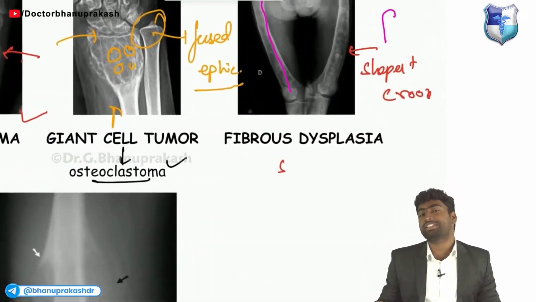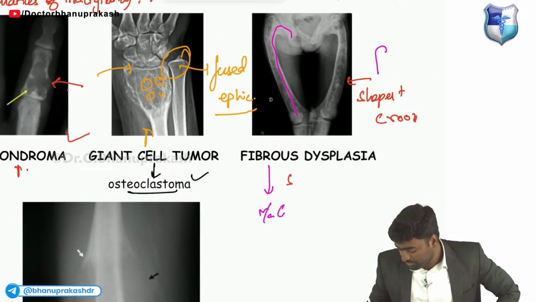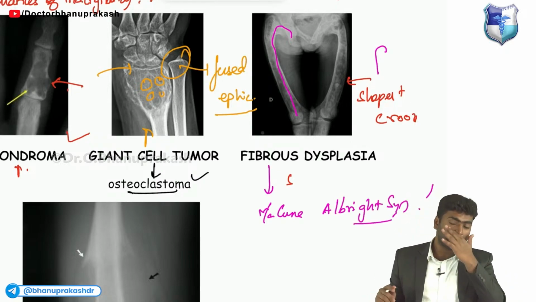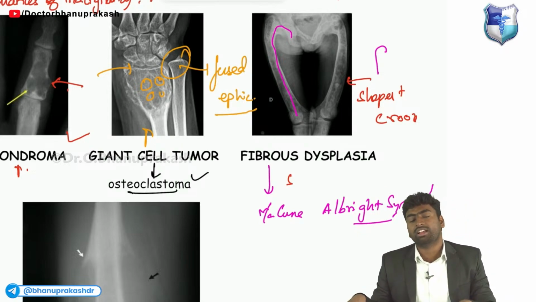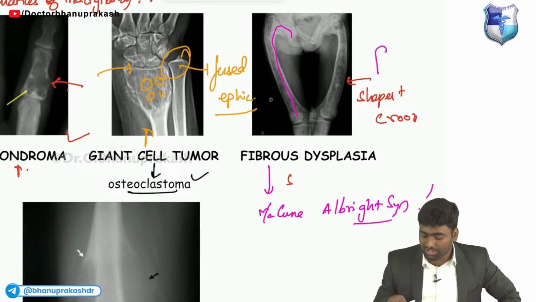Yeah, fibrous dysplasia is also associated with McCune-Albright syndrome. Just remember, this is a one-liner. If you want to remember, it is a one-liner. It is associated with fibrous dysplasia, café-au-lait macules will be there. Okay, in the case of McCune-Albright syndrome, precocious puberty will be there.